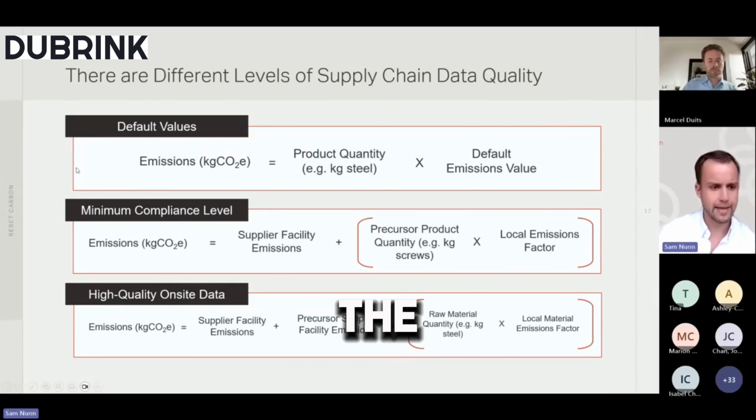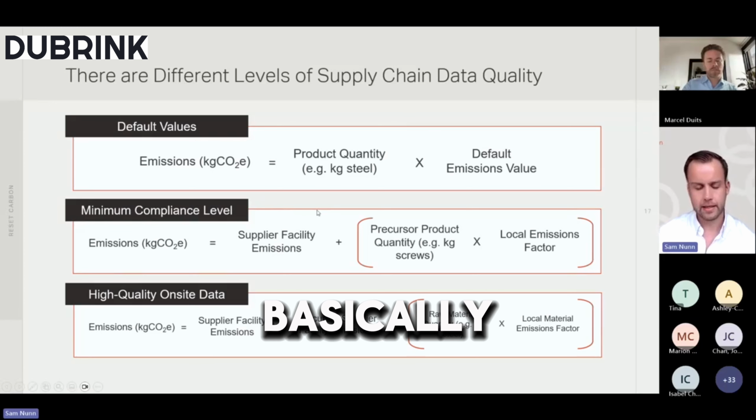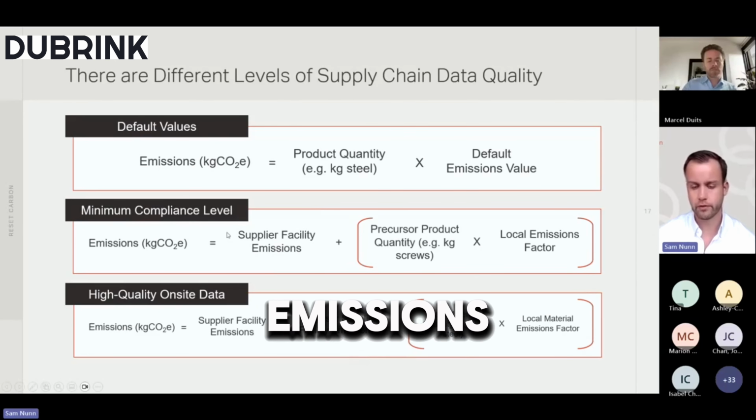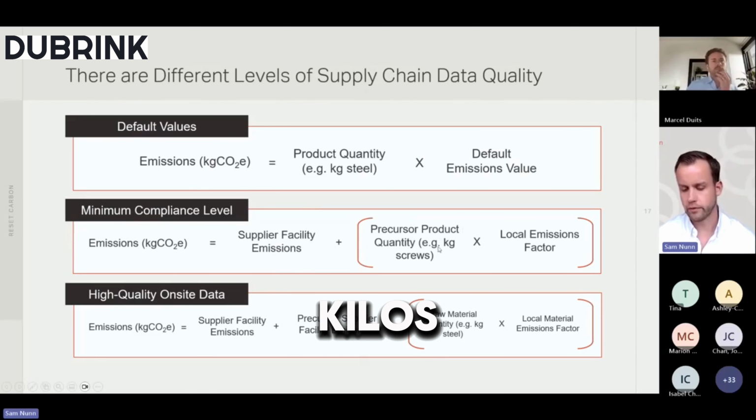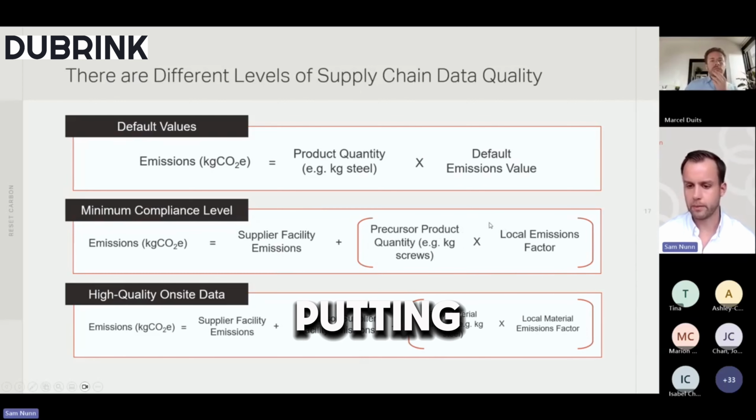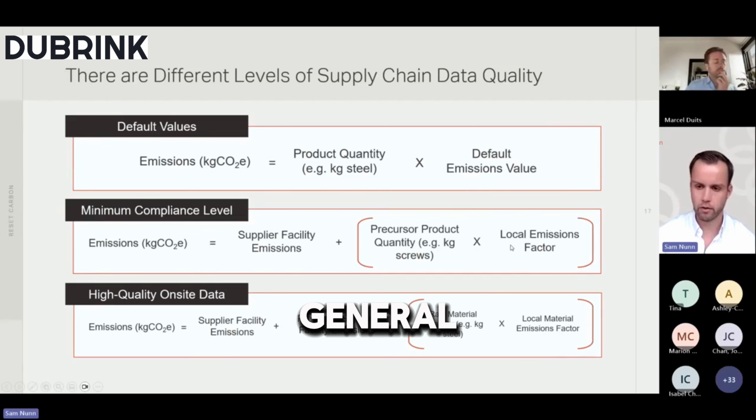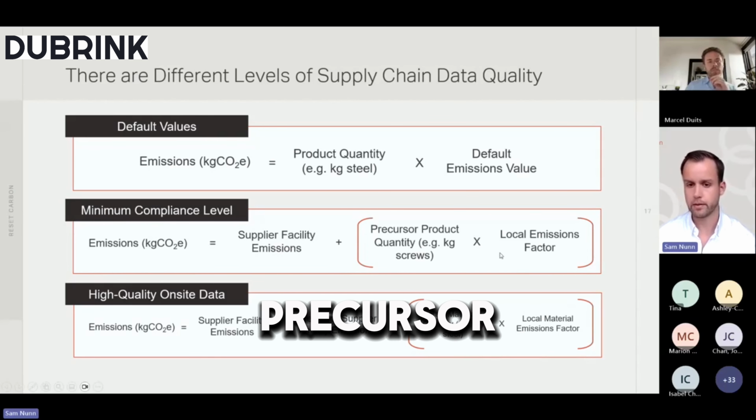Now, once we get into the active period of CBAM, anyway, you can only use default values for 20% of your emissions. So you need to go one level deeper. And here, basically, it's about then getting the real emissions from your tier one supplier. So really the exporter giving you their real emissions from their facility, and then looking at the precursor product quantities. So say if you've got kilos of screws that are made out of steel, and putting some kind of local emissions factor on. Right, so you might say, okay, Chinese steel in general has X amount of tons per kilo, and I'm sourcing my steel in China, so I'm going to use this for my precursor materials.